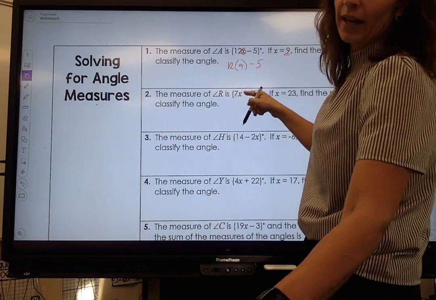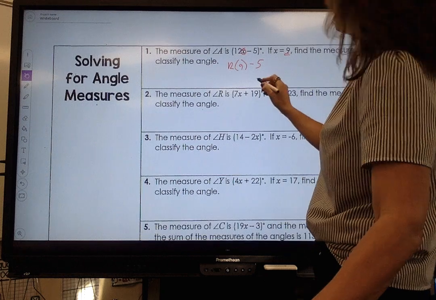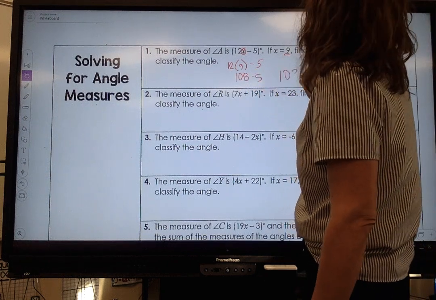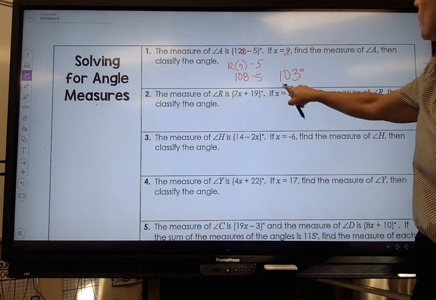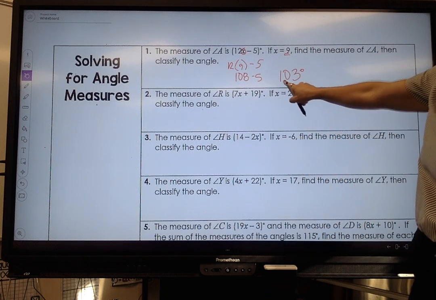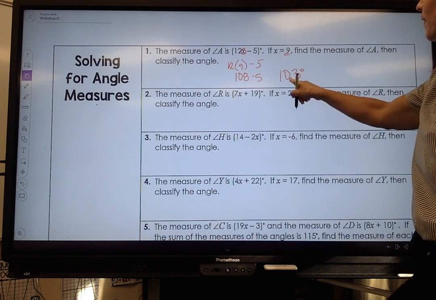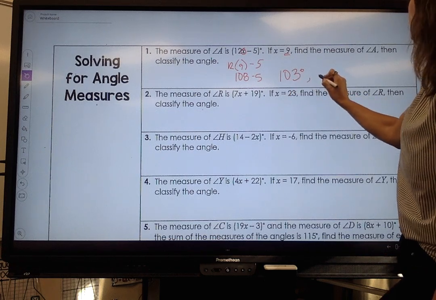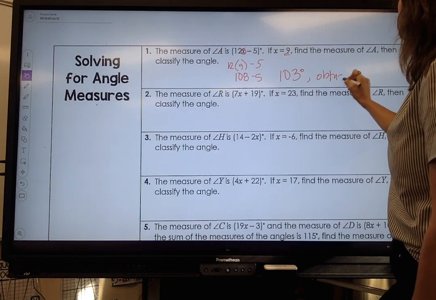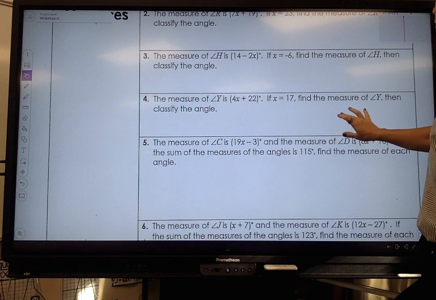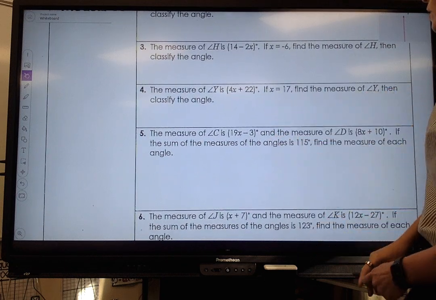And then I have 9 times 12 is 108, and 108 minus 5 is 103 degrees. So the measure of angle A is 103 degrees. And then I can classify that angle. It's greater than 90, so it is obtuse. Okay? Let's jump down to, let's look at number 4.